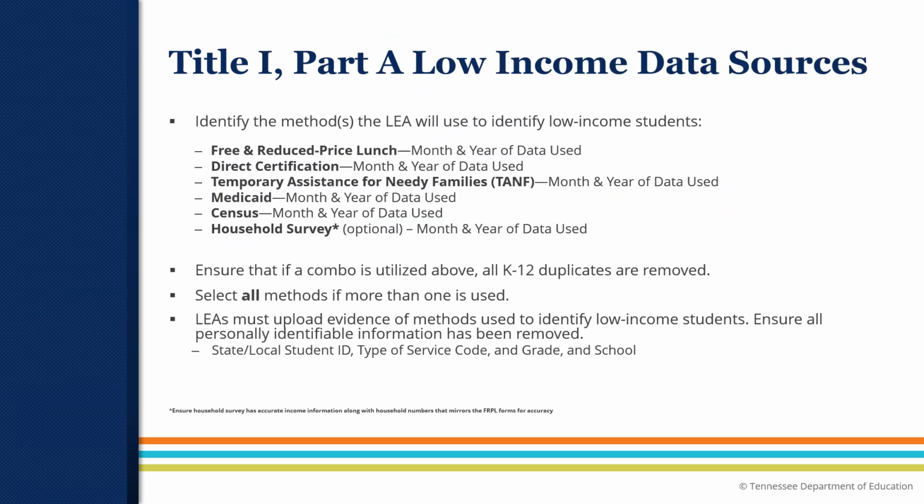When it comes to low-income data sources, ESSA allows a few methods that you can utilize, and you can use a combination of them. We have LEAs that use a combined direct cert along with free and reduced price lunch and Medicaid. We have some that use direct cert. And with Medicaid being included in the direct cert list, LEAs can choose to use Medicaid in the direct cert list or not. However, if you do utilize a combo, ensure all duplicates are removed and ensure you select all the methods if more than one is utilized.